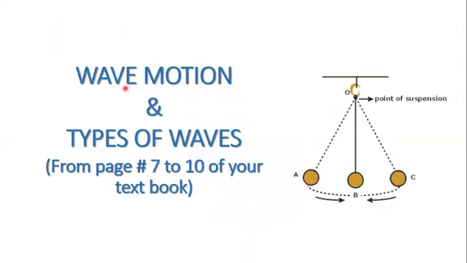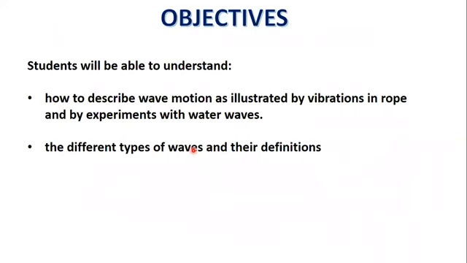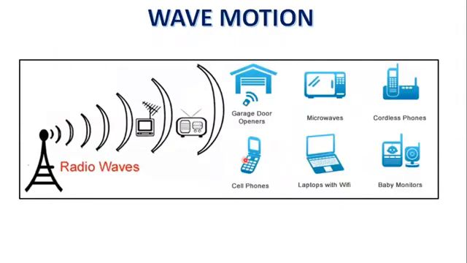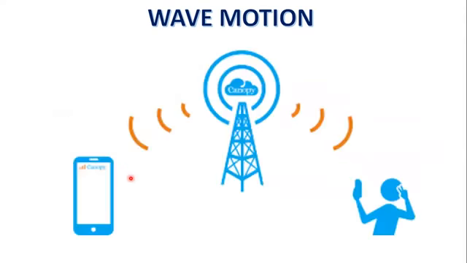Topics of the lesson are wave motion and types of waves. After this lesson, students, you will be able to understand how to describe wave motion and the different types of waves and their definitions. Students, waves play an important role in our daily life, like radio waves. It is because waves are carriers of energy and information over large distances.